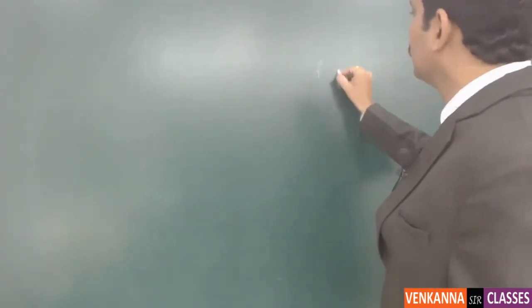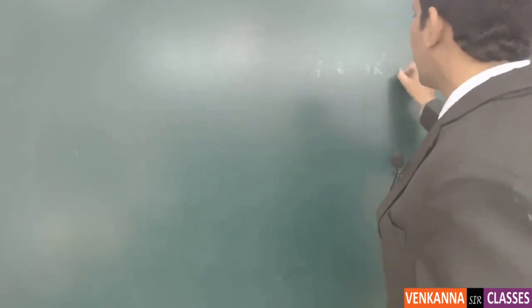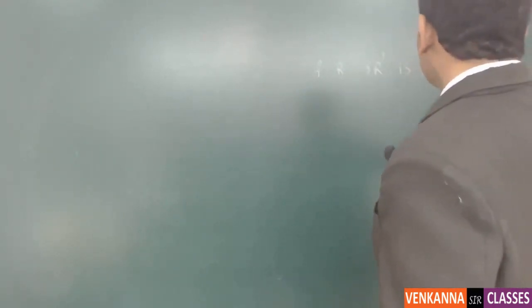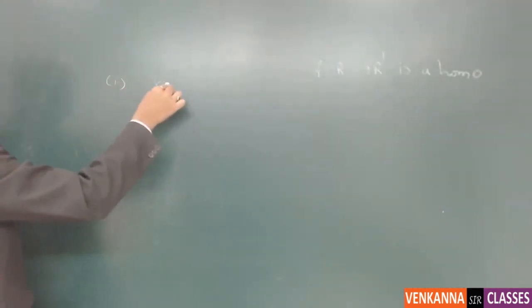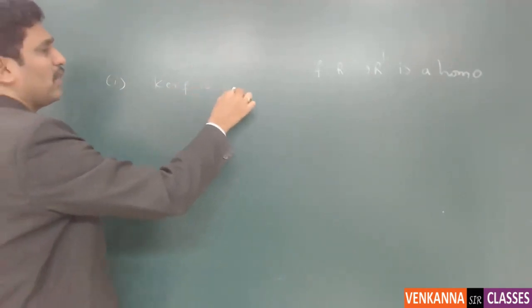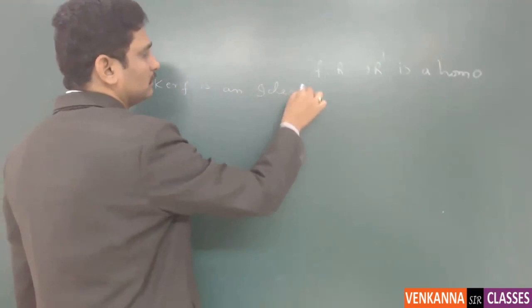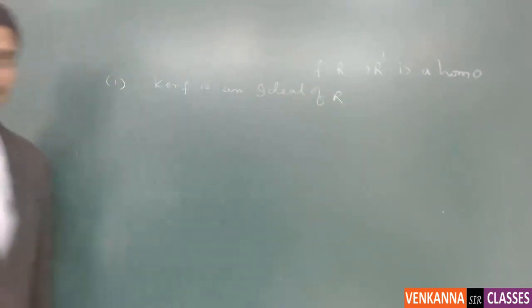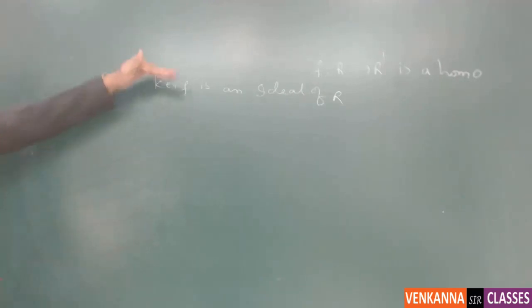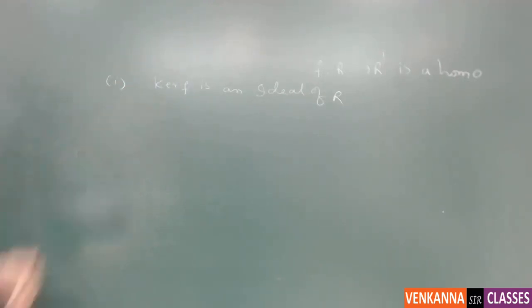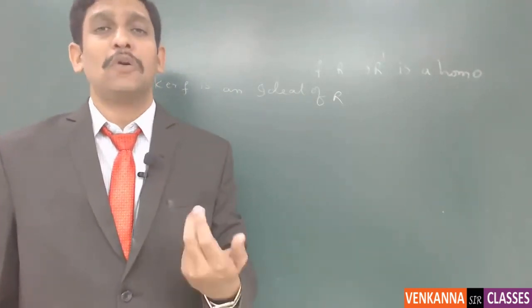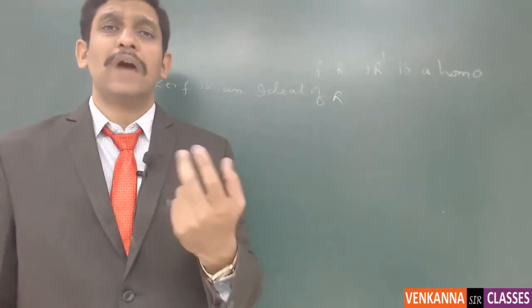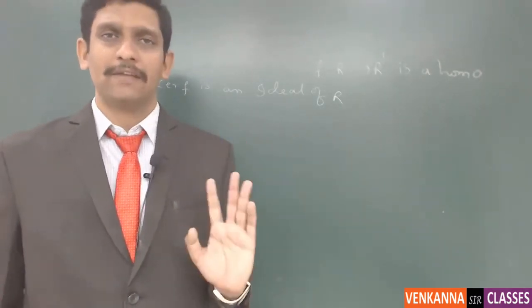So the first thing is, you take that f from R to R dash is a homomorphism. The first thing I wish to prove is kernel F is an ideal of R. So what is the pattern to show this result? First we have to show that kernel F is a non-empty set. Then we have to show that the two conditions of ideal will hold in the kernel.